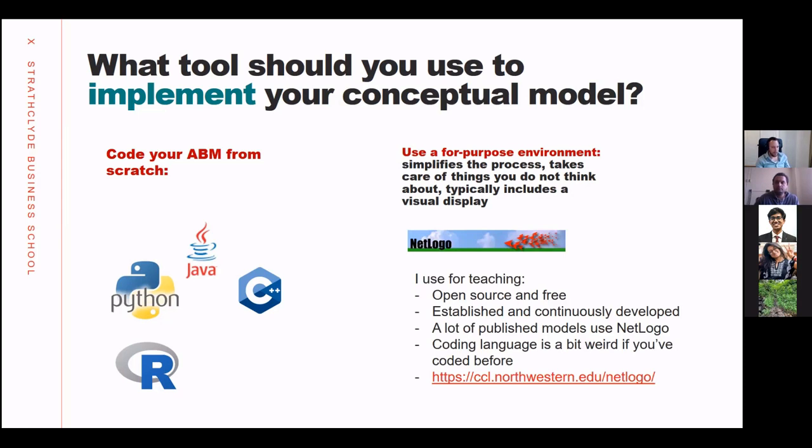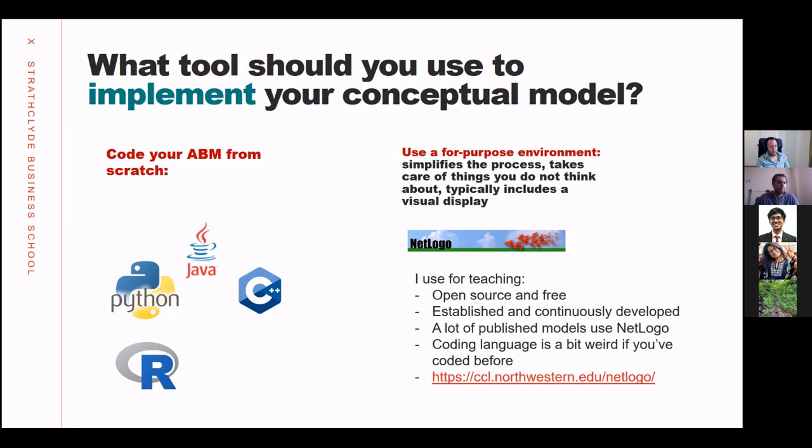So NetLogo is one coding for-purpose environment, and these are still coding environments. They just simplify some of these processes. NetLogo is the one I use for teaching. The reason I use it for teaching is it's open source. It means I don't have to teach C++ or Python, and it's also free.